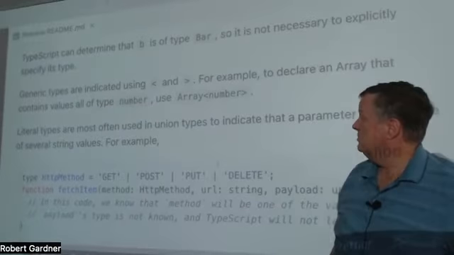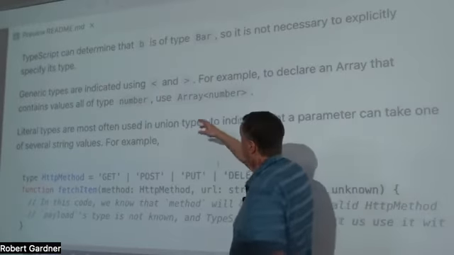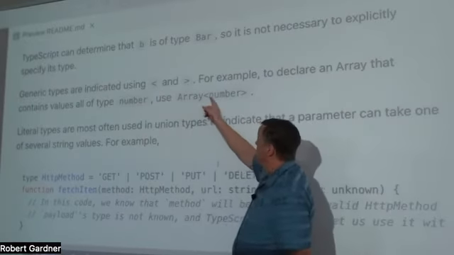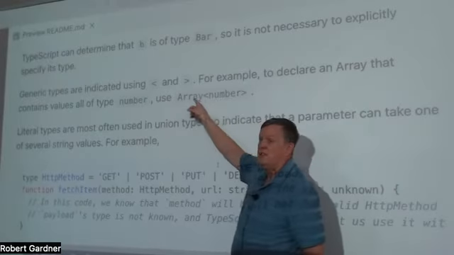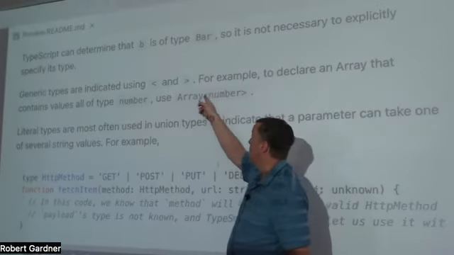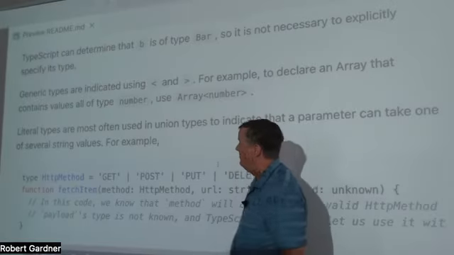Generic types we won't talk too much about, but I mentioned that. So here's an array that holds objects. Everything in this array must be of type number. So I use the angle brackets here to indicate that.